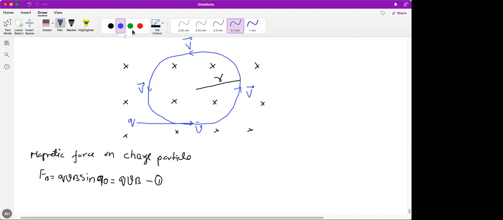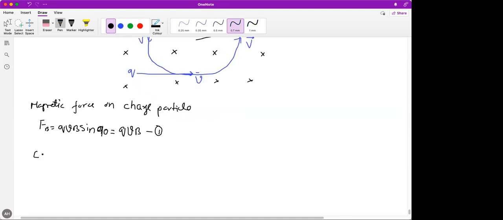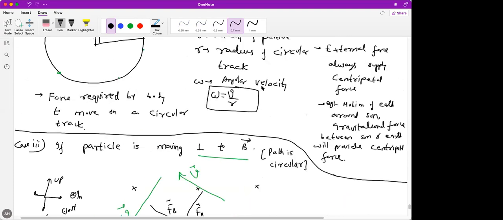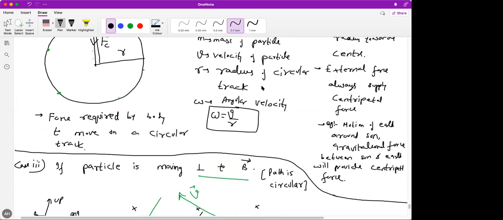Fatma, this charged particle is moving on a circular track, so it will require a centripetal force. What's the expression for the centripetal force required, Fatma? Omega square R. Just omega square R? I don't think there should be something else. Check the expression. Is it only omega square R or something else? There was one M also. Mass, yes. So it's either M omega square R or M V square by R. This is the expression. So we can use any of the expressions.